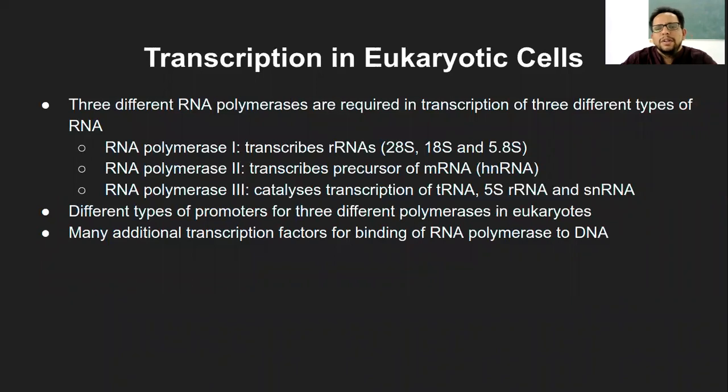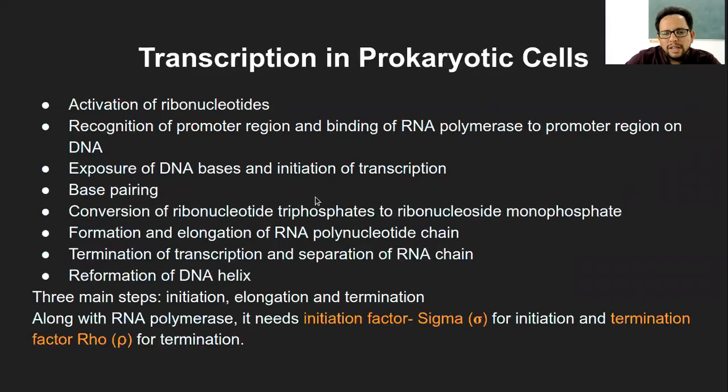So now, the transcription in eukaryotic cells. The transcription that we had seen was for prokaryotes. In eukaryotes also something similar happens. There are just a few additional steps apart from what we have seen in the prokaryote. Most of these things remain the same. Activation of ribonucleotides has to happen, the binding to the promoter region, and then initiation, so the process remains the same. There is no change.